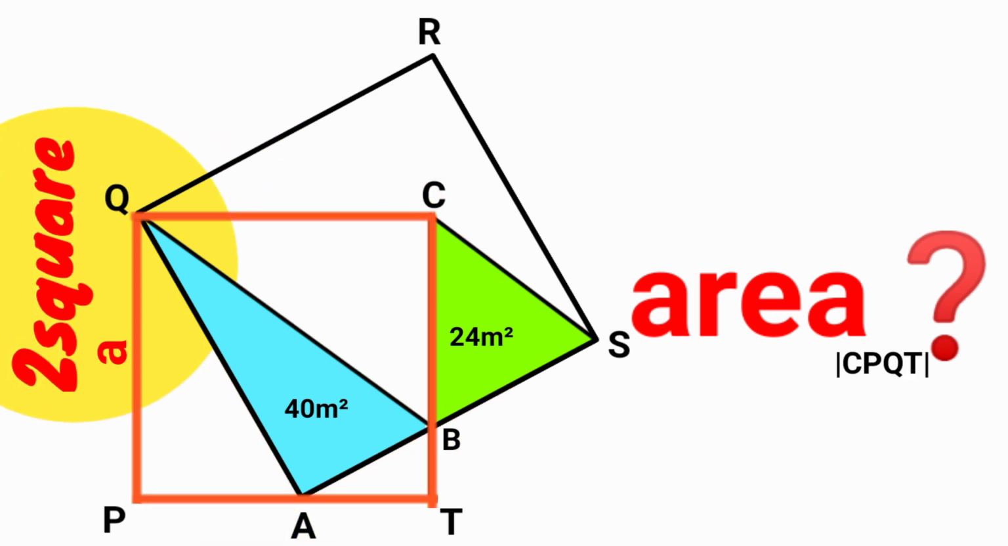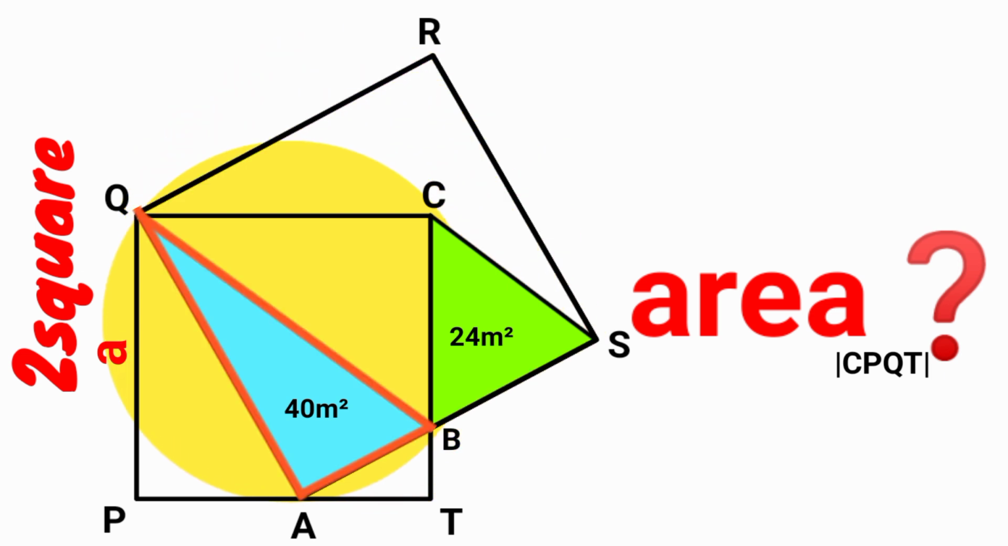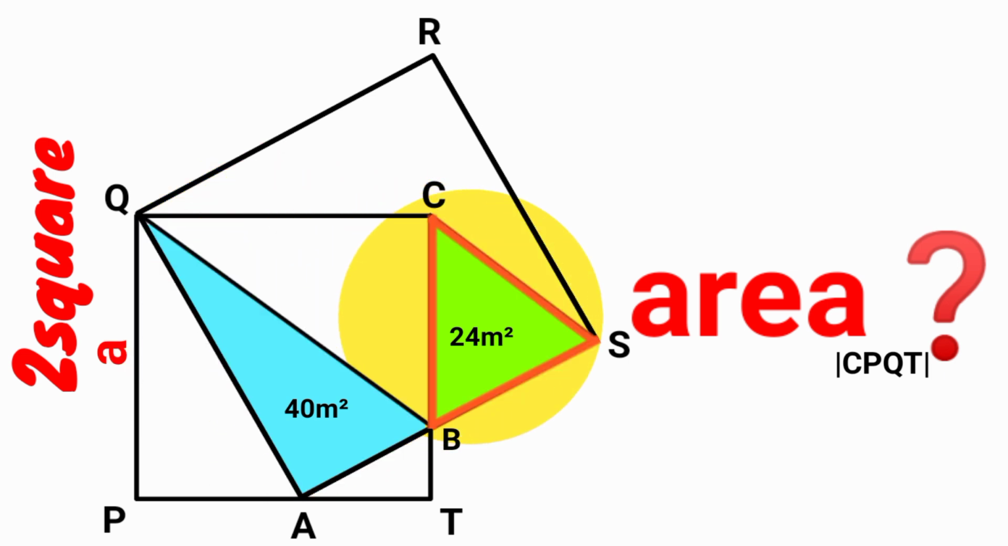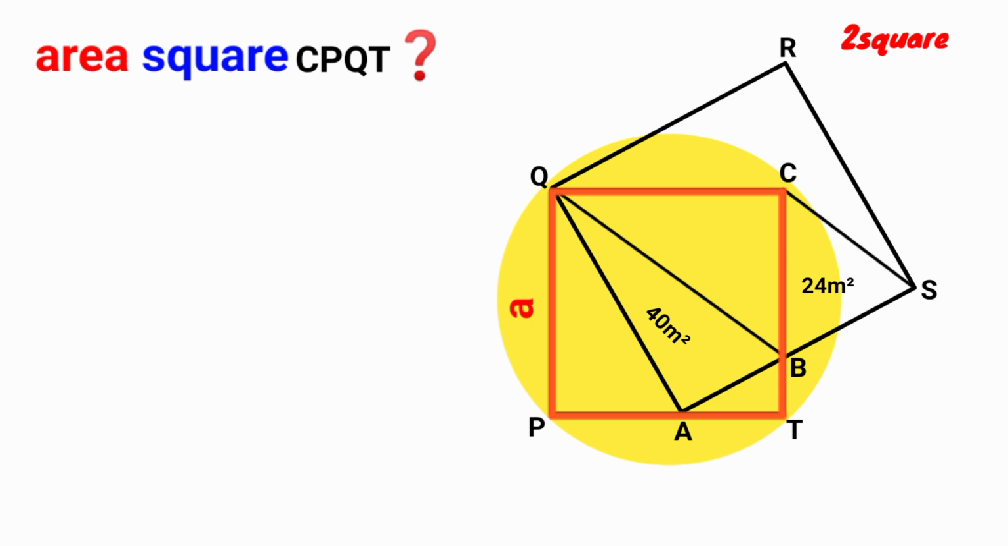From here, we are told that there are two squares here. That is, just as this is a square, this is also a square-shaped quadrilateral. We have the area of this triangle ABQ to be 40 meters squared, and that of this triangle BCS to be 24 meters squared. So how can we solve this? How can we calculate the area of the square CPQT?